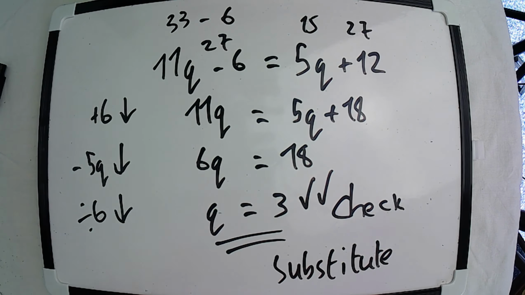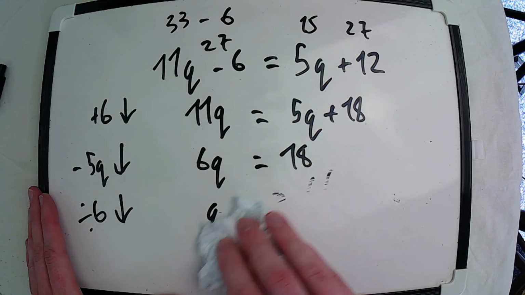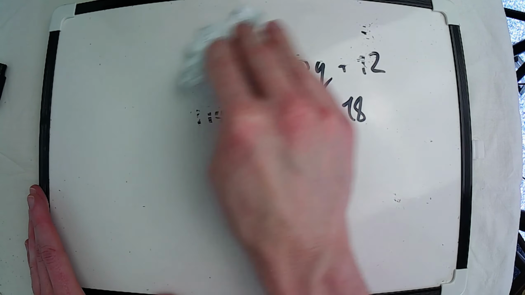You can check at any stage. You could change the order. We didn't have to start by adding 6. We could have subtracted 12. We could have subtracted 5q. There's lots of ways of doing this. Okay, let's look at a second example together.